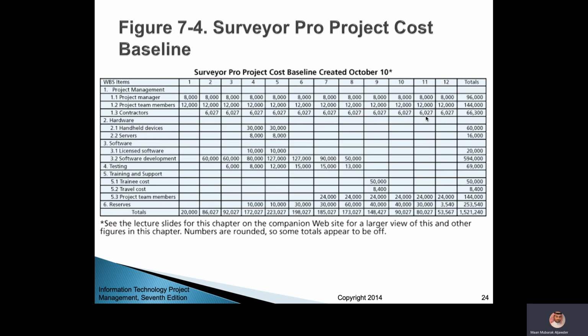In this schedule, you can see it shows the budget, the total budget, and it is distributed along the timeline of the project. So this project is a 1 year project, 12 months. So you can see that you have 12 columns here from 1 to 12, and the items are on the left. You can see, for example, the project manager.